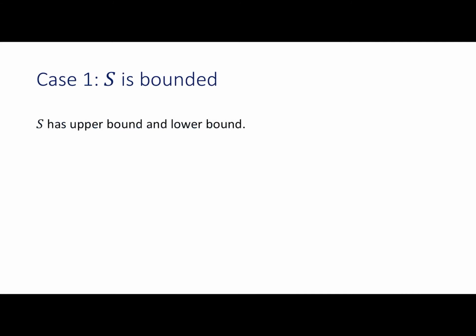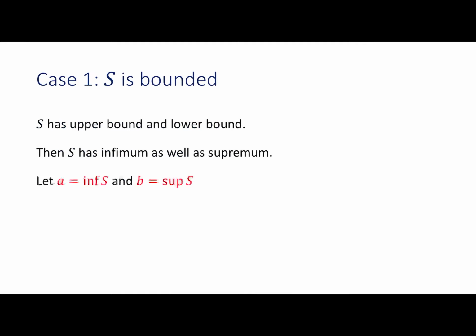Let's consider the first case. S is bounded. S is bounded means S has an upper bound and a lower bound. Then by the completeness property, since S has an upper bound, it will have a supremum. Similarly, if S has a lower bound, it will have an infimum. So S has an upper bound and lower bound means S has both infimum and supremum. I will call the infimum of S as A and the supremum of S as B.